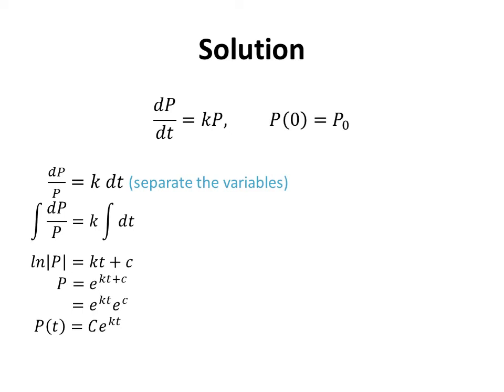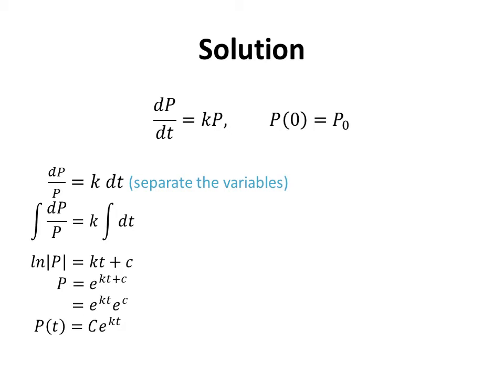Solution: we can use the growth model to solve this problem. The differential equation is given by dP/dt equals kP. Since the initial population of bacteria is given as P naught, then the initial condition for this problem is P of 0 equals P naught.